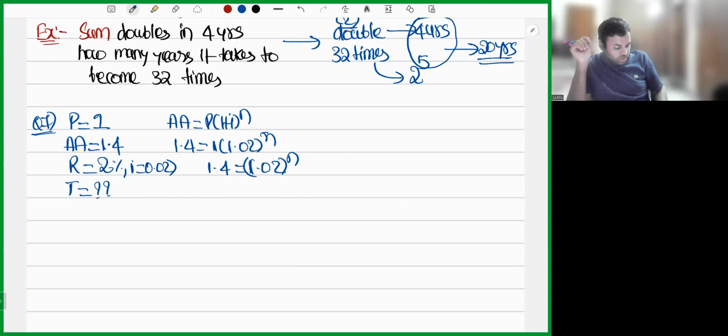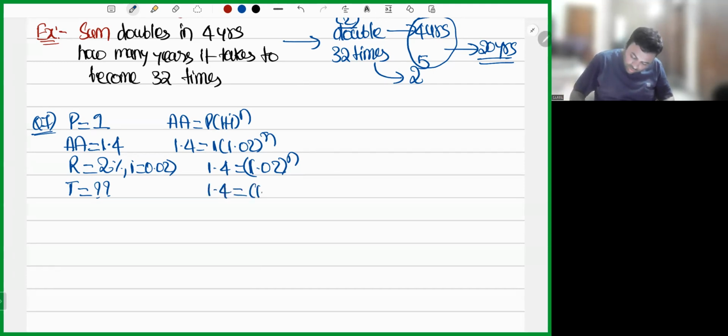1, 2, 3, 4, 5, 6, 7, 8, 9, 10, 11, 12, 13, 14, 15, 16, 17, 18. So, it's 17. At 17, you are getting 1.40. So, I will say at 17, 1.4 is equal to 1.02 whole power 17. So for 17 years you are getting the answer. So simply I'll say n is equal to 17 years.